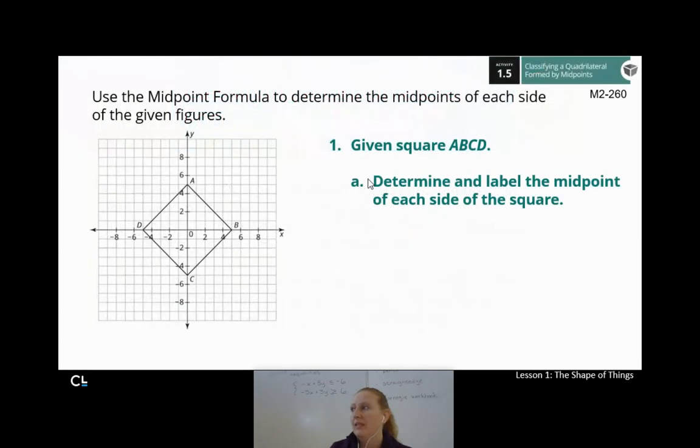So let's go over to page 260 here. We have this lovely square. I would like you to use the midpoint formula to determine the midpoints of each side. I'm going to recommend that you start by labeling the points for each one of these. You might want to start by giving the coordinates for A, coordinates for B, coordinates for C, coordinates for D, and then you can find your midpoints. So go ahead, hit pause, work this out, hit play when you're ready to check your work.